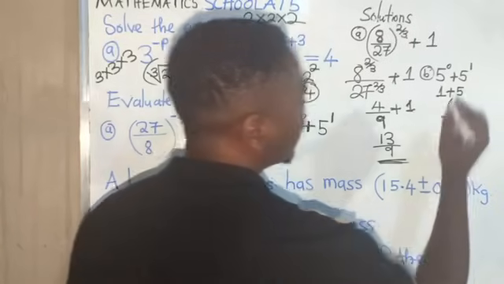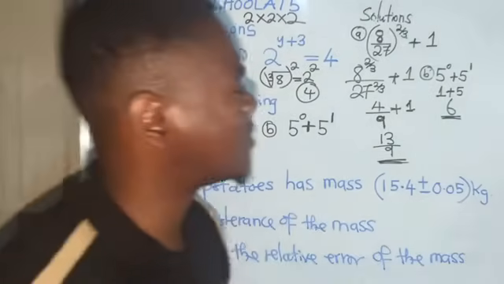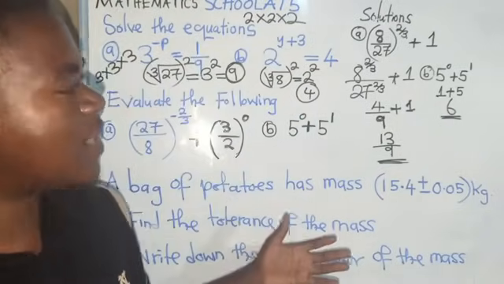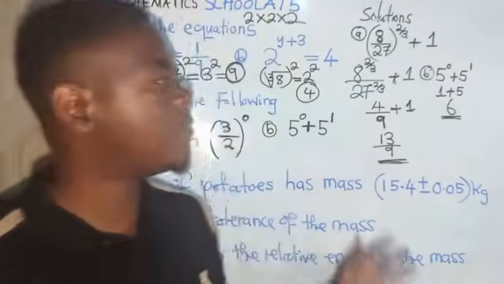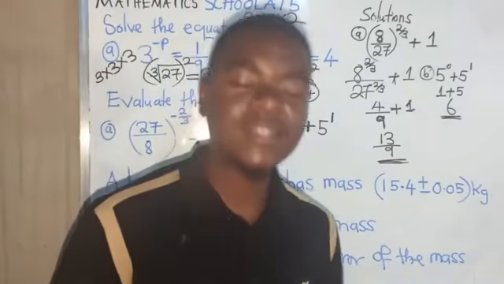Finally, what is the answer? The answer is just 6. So 5 plus 1 is 6. So this is how you are supposed to answer these questions. The same way I'm answering them out, this is how you are supposed to answer them.